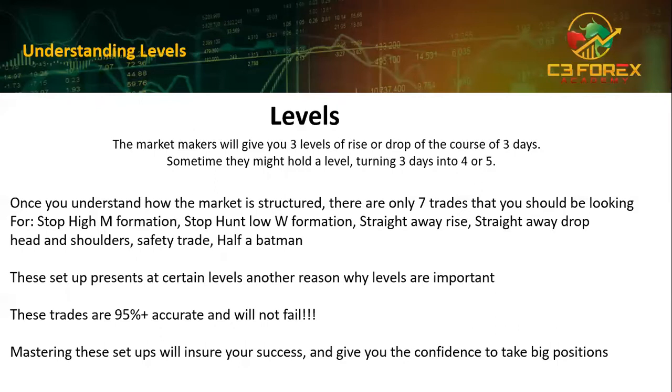Once you understand how the market is structured, there are only 7 trades that you should be looking for: stop hunt high formation, stop hunt low, W formation, straightaway rise, straightaway drop, head and shoulders, safety trade, and half a Batman. These setups present at certain levels, another reason why levels are important. These trades are 90% accurate or they don't fail. Mastering these setups will ensure your success and give you confidence to take big positions.